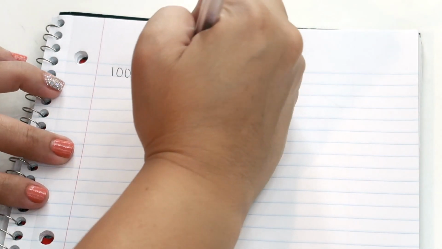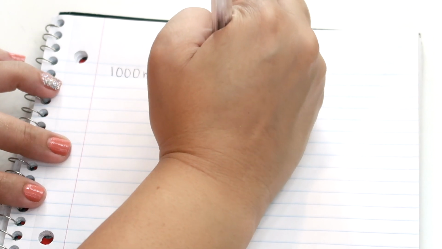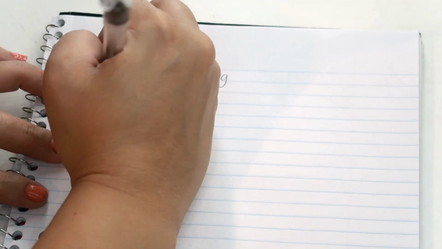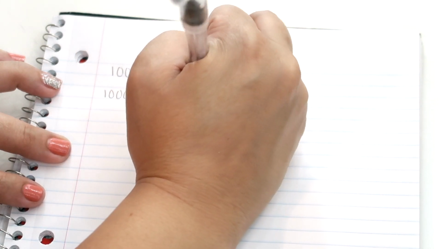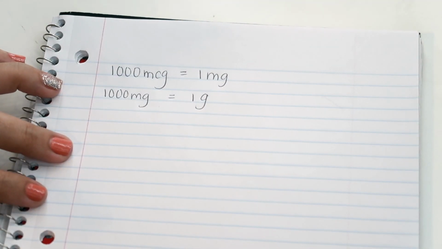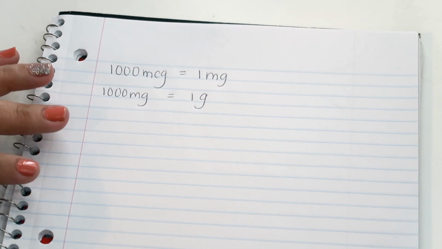So we are gonna go ahead and start with the micrograms. Micrograms is smaller than milligrams, and milligrams is smaller than gram. So we want to start with 1,000 micrograms equals 1 milligram. And then 1,000 milligrams equals 1 gram. Super easy to remember. You see that these numbers do repeat. It's just a matter of placing the units.